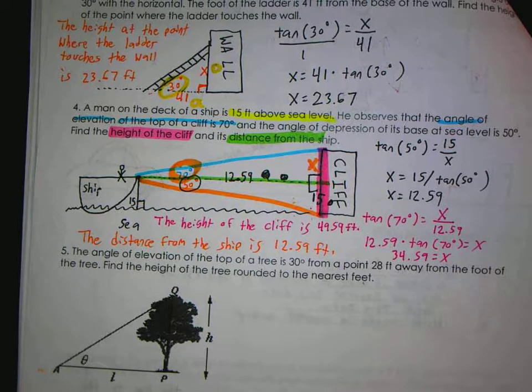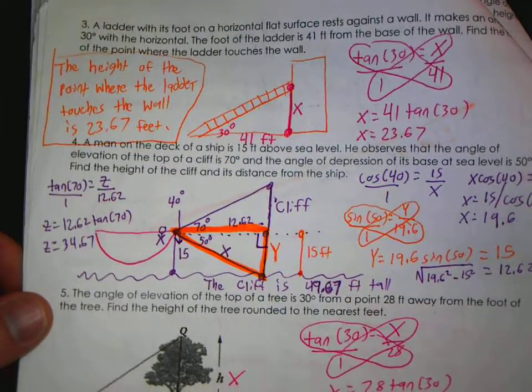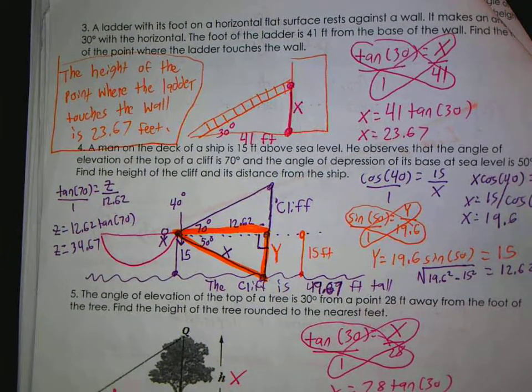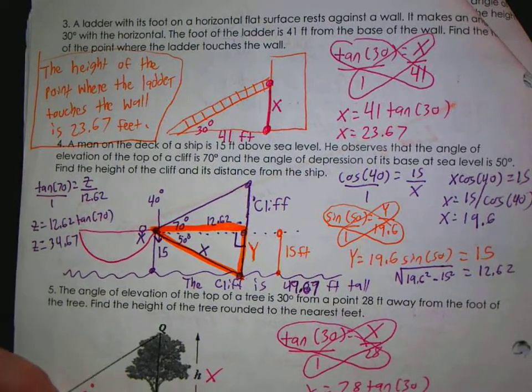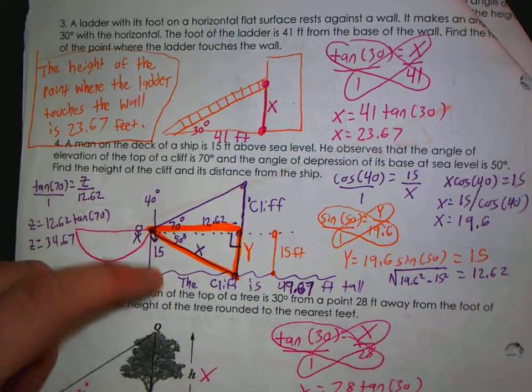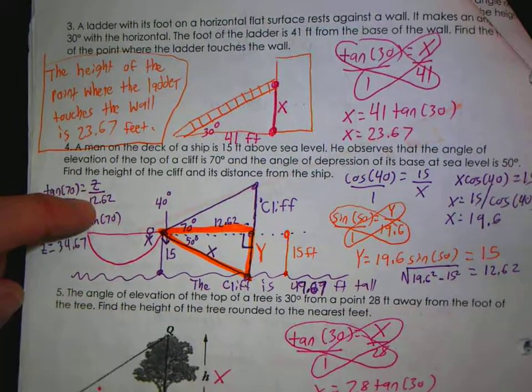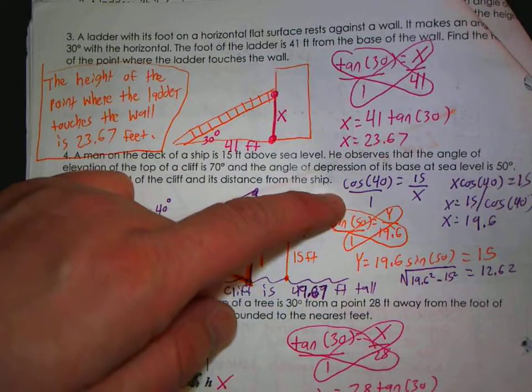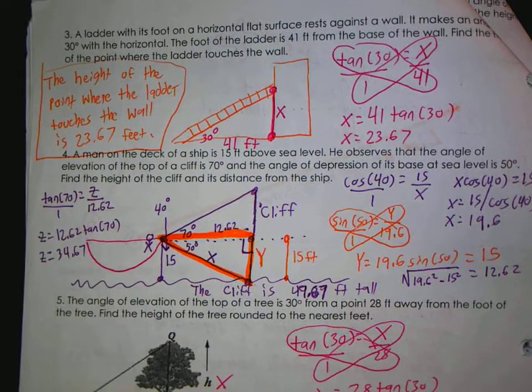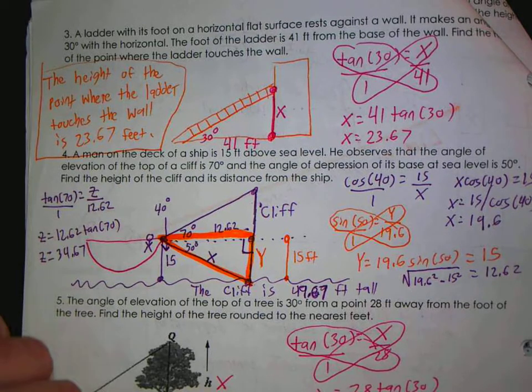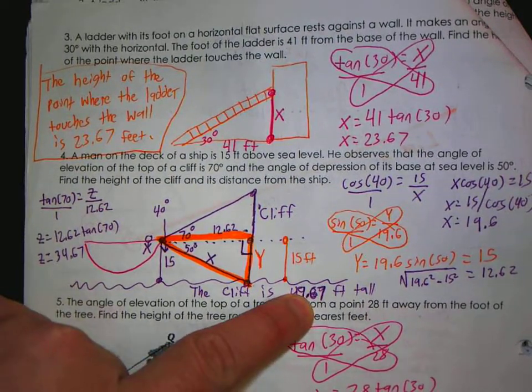Now what I find very interesting, are you guys done copying? Is last year, it's hard to tell where I started, but I did the problem a whole different way. And I did tan of 70, I used the cosine function, and I can't really follow my work because I don't remember what I was doing last year. But notice, I still got the same answers, 49.67, approximately the same thing.